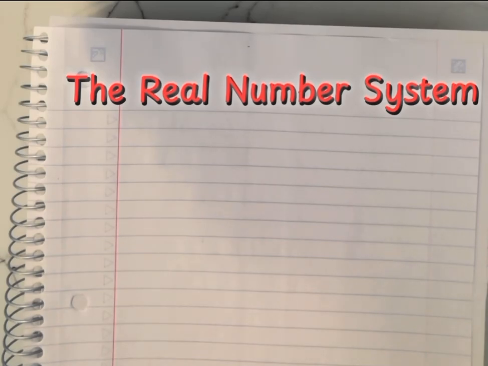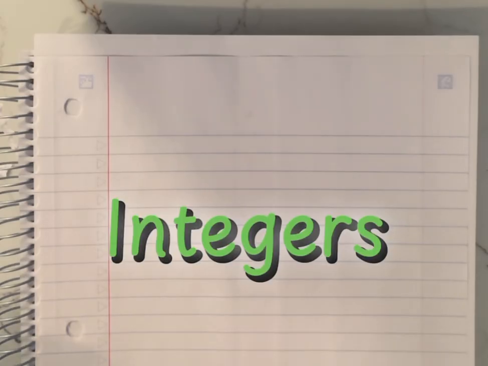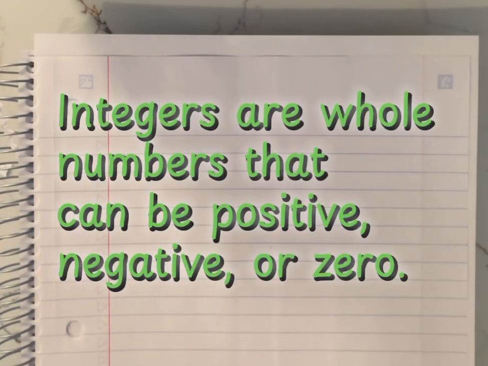Within the real number system, we have several types of numbers, including natural numbers, whole numbers, integers, rational numbers, and irrational numbers. Today's lesson is all about integers. So, what are integers? Integers are whole numbers that can be positive, negative, or zero. You can think of integers as the numbers that appear on a number line, represent complete units with no fractions or decimals.